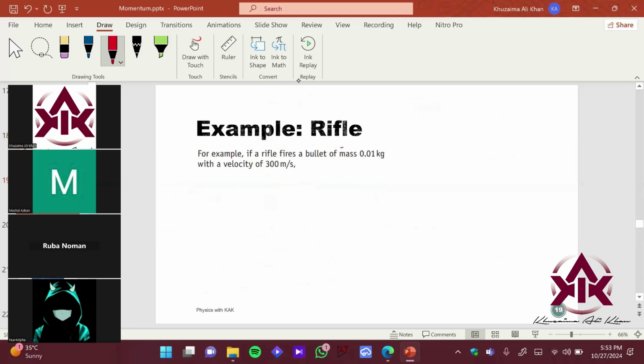Okay, so now let's do an example of a rifle, right? So what is a rifle? I believe everyone plays PUBG or any games which include guns, right? So this is a bullet over here, right? This bullet has a mass of 0.01 kg, and it goes in this direction with a velocity of 300 meters per second, right?